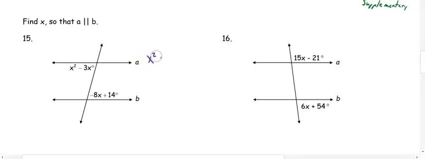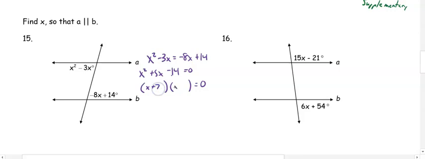So we have x squared minus 3x equals negative 8 plus 14. So we get x squared plus 5x minus 14 is equal to 0. So we need two numbers that multiply to negative 14 and add to 5. X plus 7, x minus 2. We switch our signs. X is negative 7, x is 2. If we plug 2 into these angles, though, 2 squared minus 3 times 2 is negative 2, so we can't have a negative angle measurement. So that answer is going to be out.